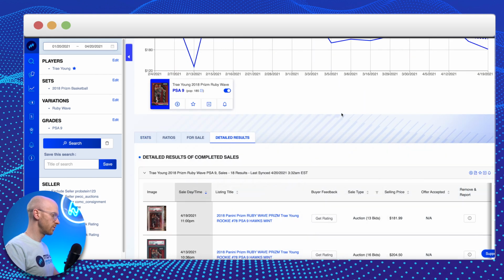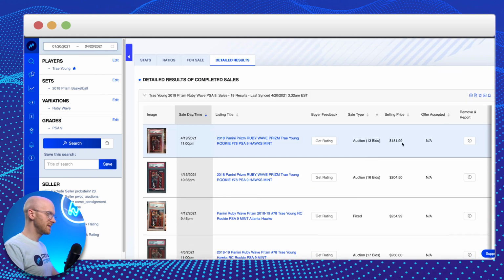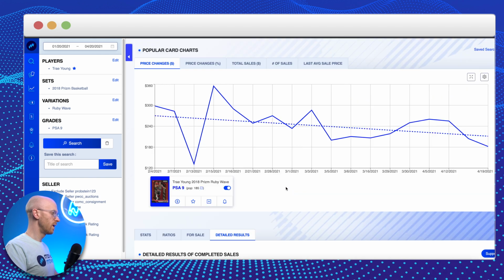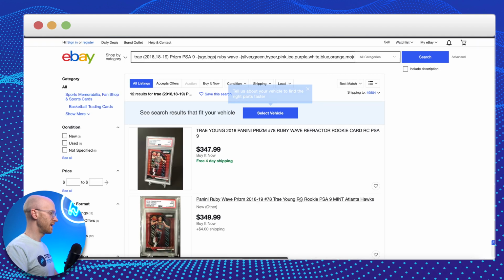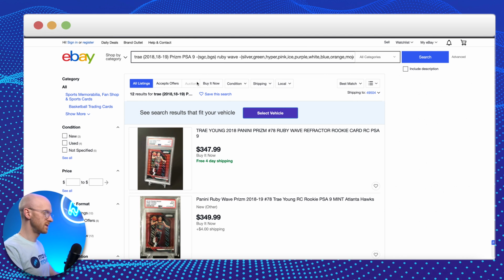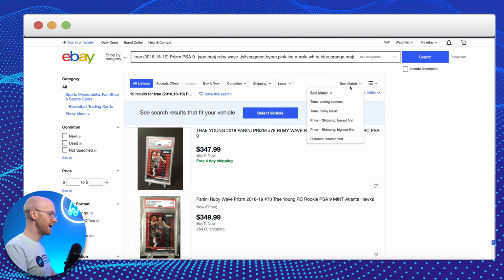If I come down to detailed results, what I can see is that somebody recently got an absolute steal on this card at $182. So I want to know if there are any more of them out there for $182. I'm going to click on the for sale on eBay and come out here and look. And I can see that there are no active auction listings right now on this card. So they're all Buy It Now.